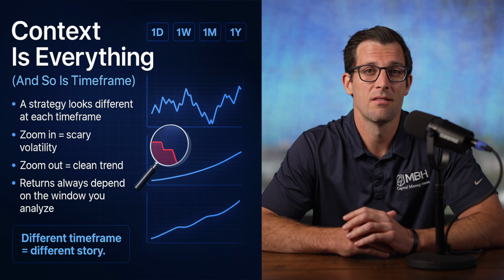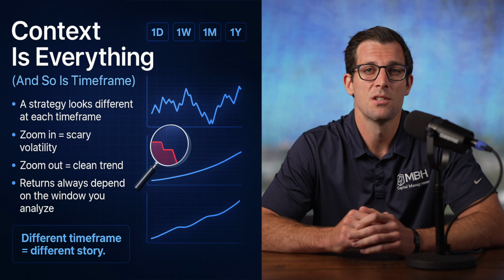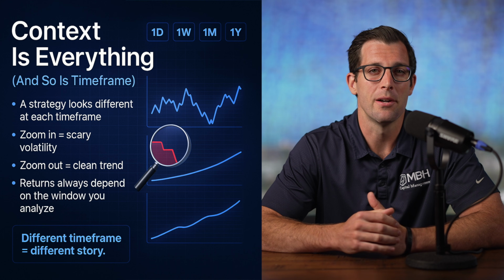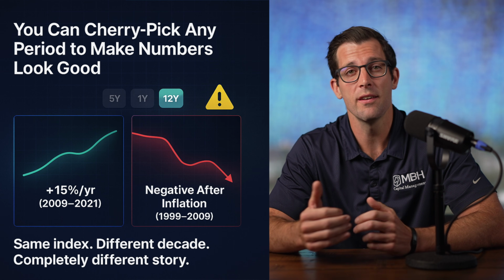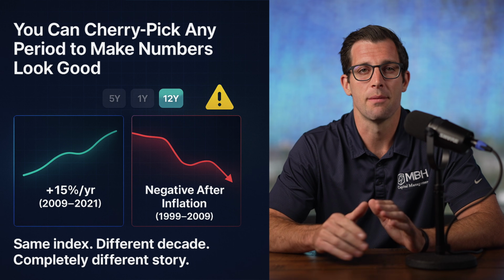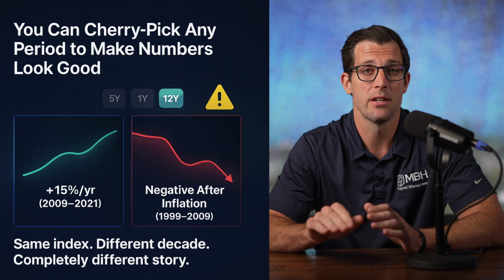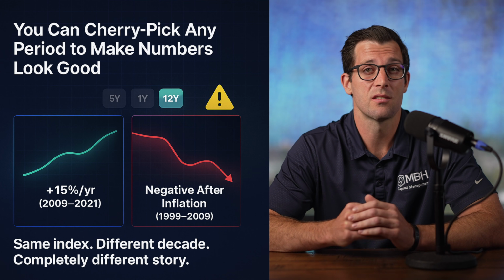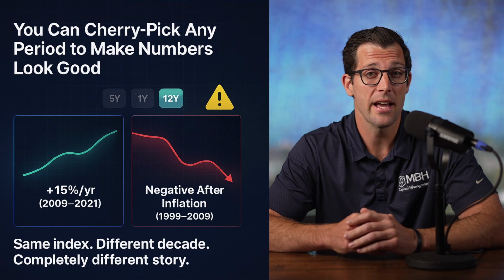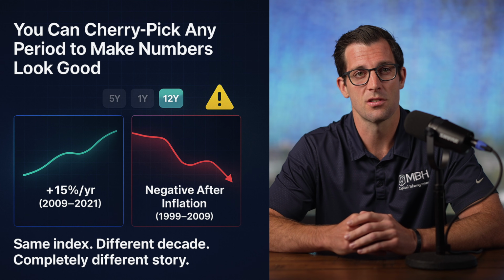Context is everything, and so is the time frame. You can cherry pick almost any period to make numbers look good. From 2009 to 2021, the S&P looked like a dream, 15% return compounded a year. From 1999 to 2009, you lost money after inflation. Same index, different decades, different story.